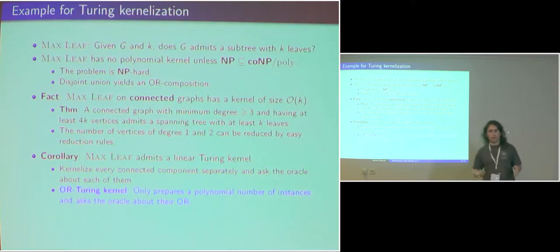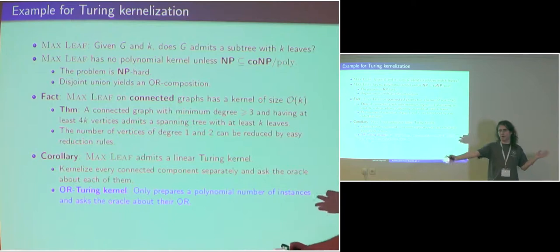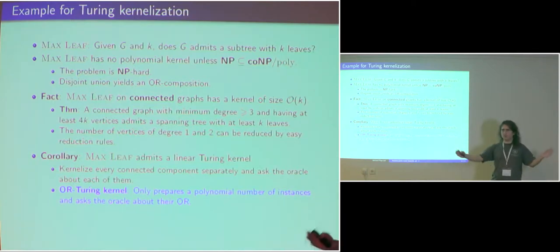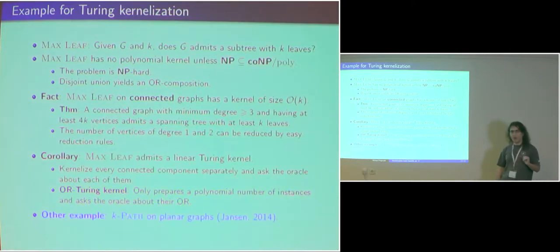Good. So this is a so-called OR Turing kernel, which means that basically the algorithm only prepares some number of instances and then asks the oracle about the OR of those instances. Yes? There are other examples. For example, k-path that we already worked with, but on planar graphs. This actually also has a Turing kernel, and this one is truly adaptive in the sense that the next oracle calls depend on the answer from the previous ones.